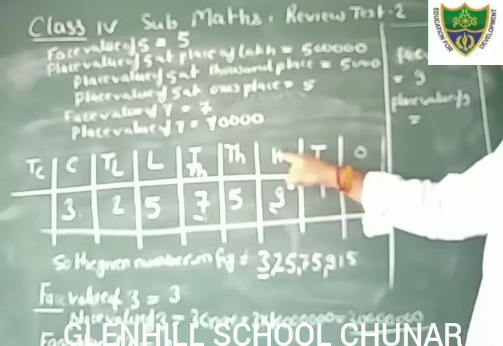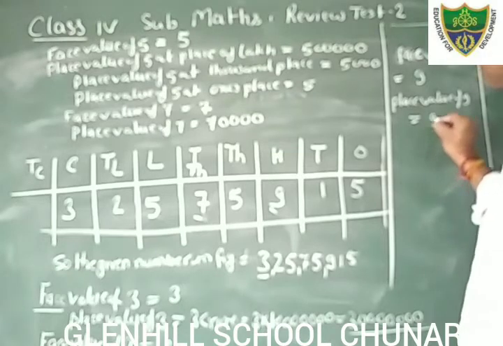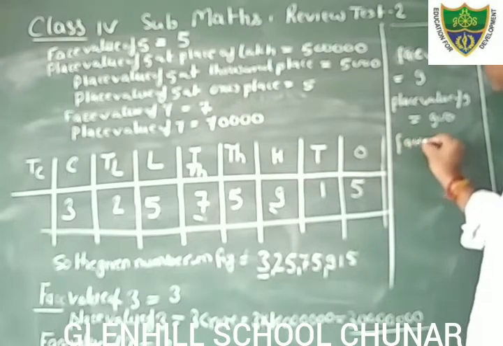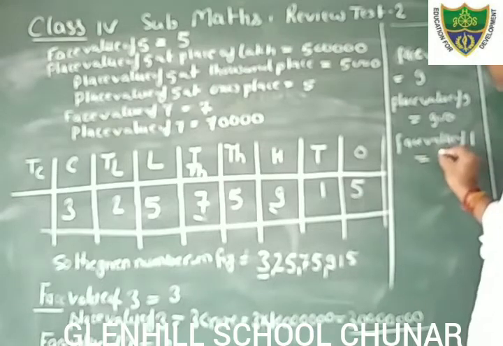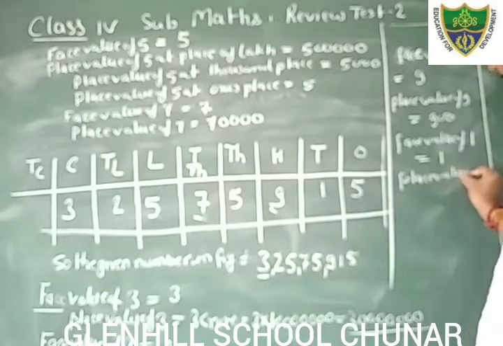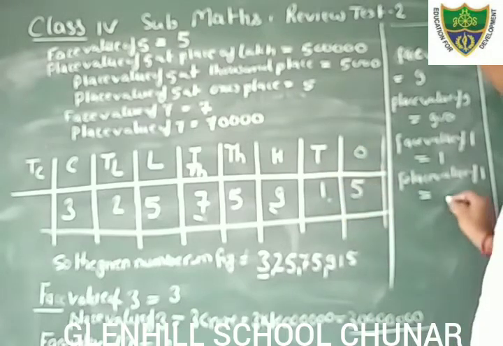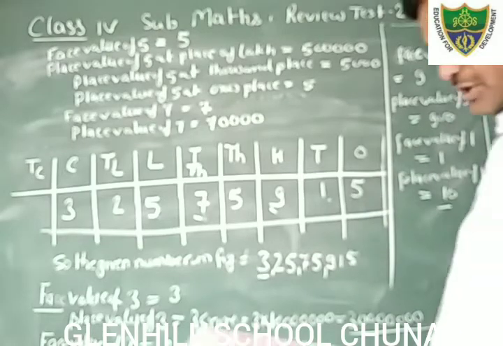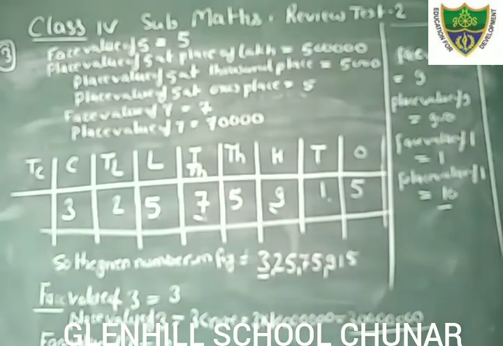Where is the 9? 9 at the 100 place. So what is the place value of 9? That is 900. Again, 1. Face value of 1. 1. That is 1. Place value of 1. Where is the 1? At the tens place, that is 10. Okay? This is your answer. Complete answer of the question number 3. Note it.